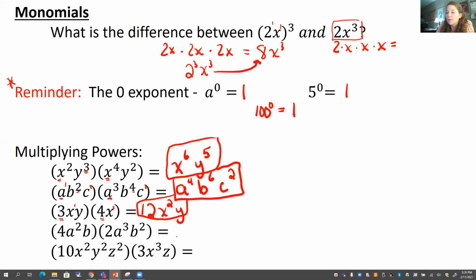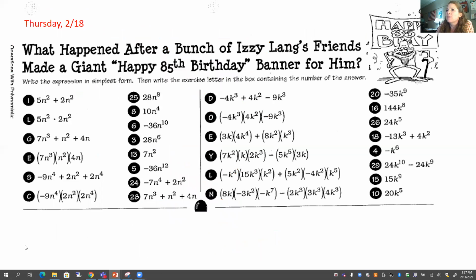So the fourth problem, 4 times 2 is 8. A to the 5th, b cubed. That's an a, even though it didn't look like it. And then finally, the last one is 10 times 3, 30, x to the 5th, y squared, z to the 3rd. Okay? And always feel free to work ahead of me and then just watch the video to check your answer. That'd be great.